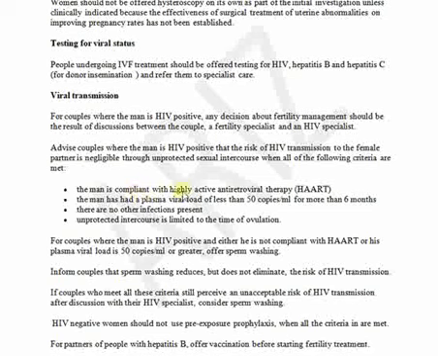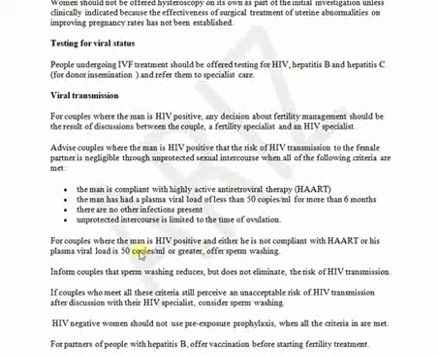The man is compliant with highly active antiretroviral therapy. The man has had a plasma viral load of less than 50 copies per milliliter for more than 6 months. There are no other infections present. Unprotected intercourse is limited to the time of ovulation.